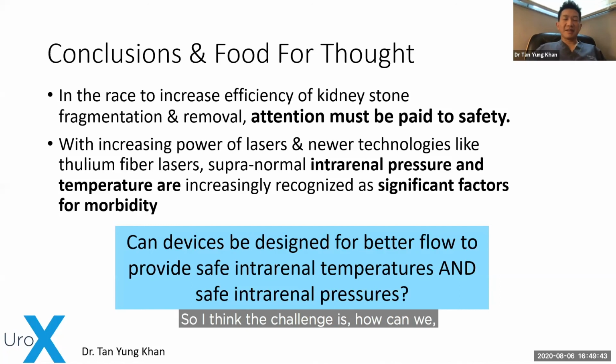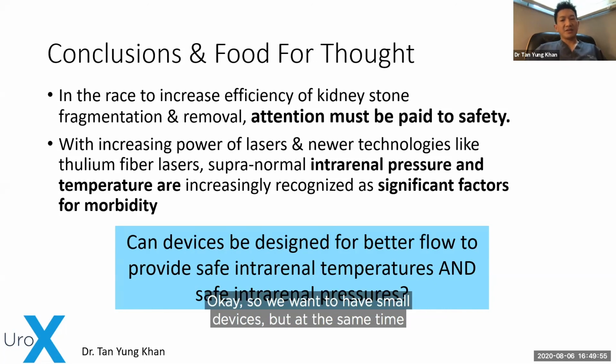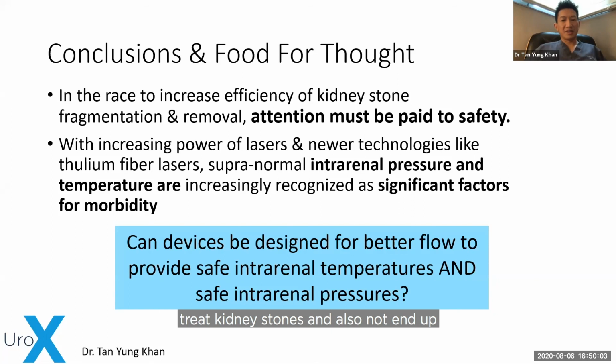So I think the challenge is how can we design devices for better flow. I mean, firstly, we need to still prevent the mechanical damage of too big a device, okay? So we would want to have small devices, but at the same time try to maintain good flow so that we can still efficiently treat kidney stones and also not end up with too high a pressure or too high intrarenal temperatures. Thank you.